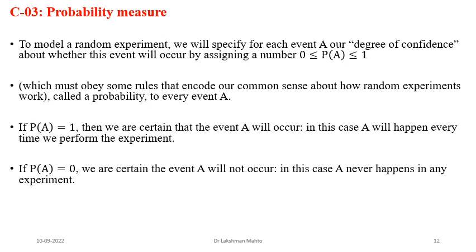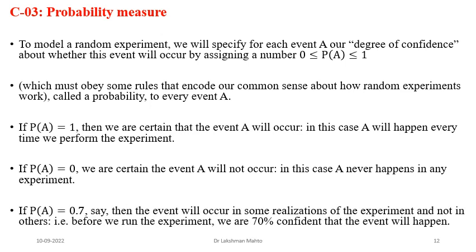What about between 0 and 1? If the probability measure P of A equals 0.7, we say the event will occur in some realizations of the experiment and not occur in others. That means there is a 70% chance that event A will occur and a 30% chance that event A will not occur. So with respect to an event, we can associate an assigned number P of A, and regarding that number we can say all these things.